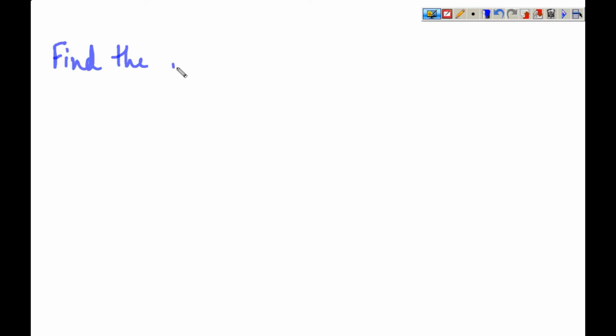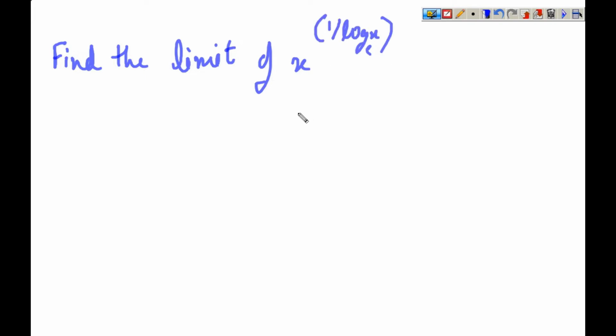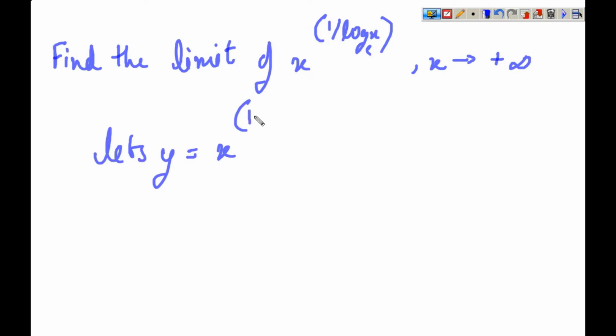Find the limit of x to the power 1 by log of x. So it's base e. So we need to find the limit when x is approaching positive infinity. Let's put y as x to the power 1 by log x.